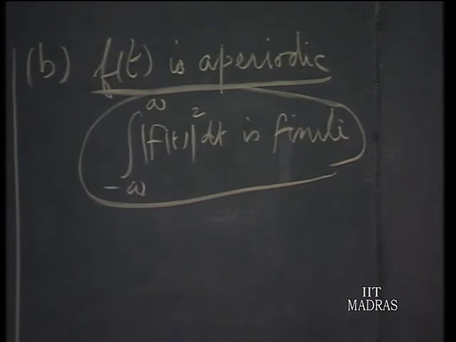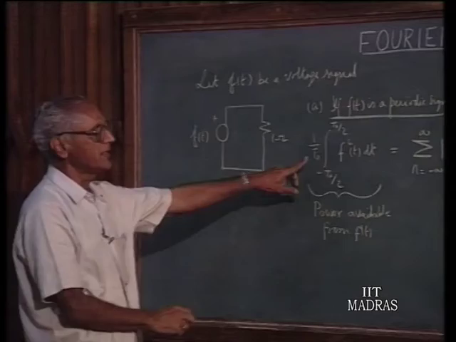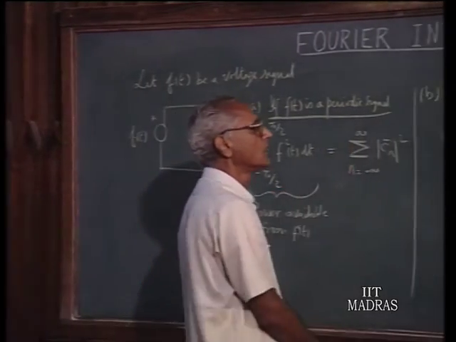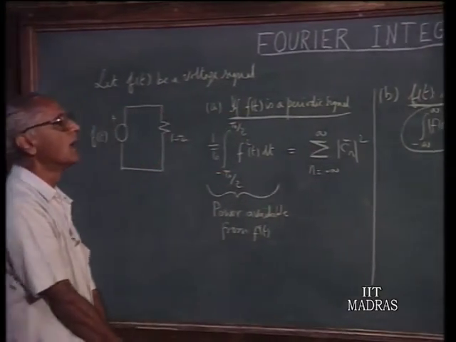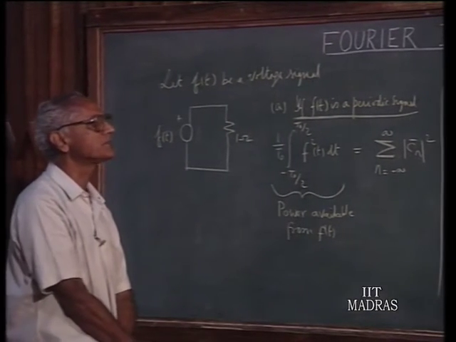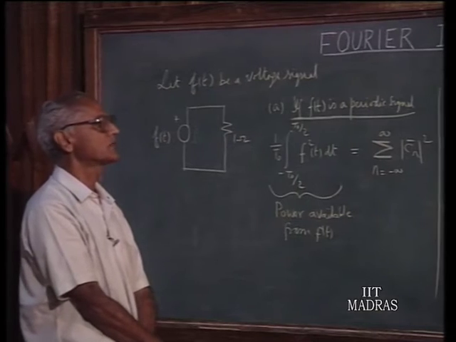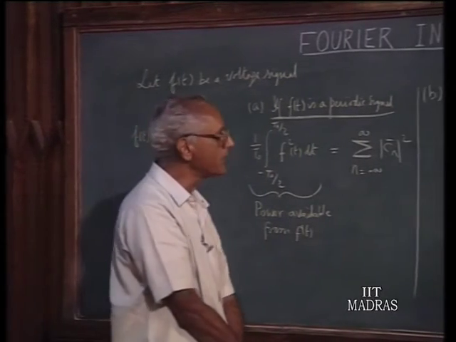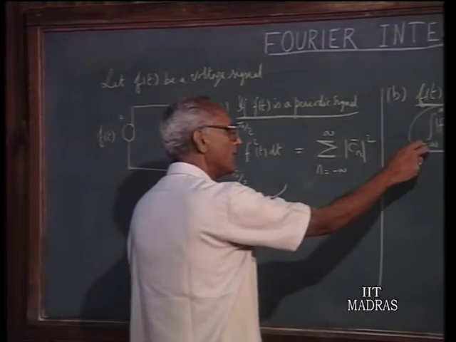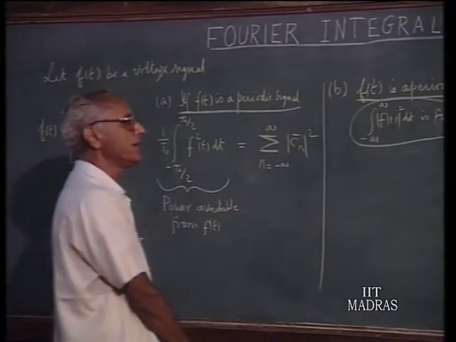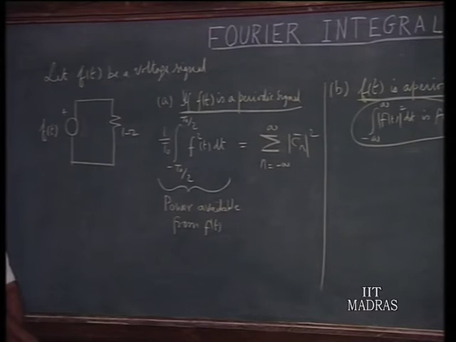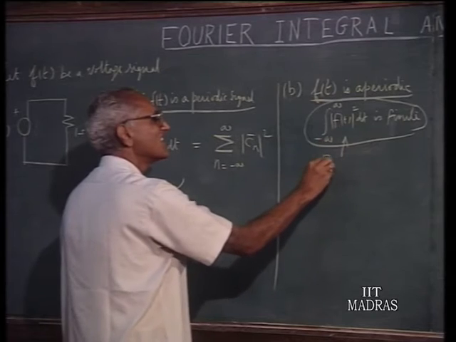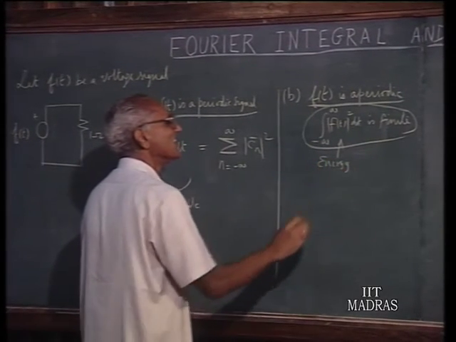So, if this is so, then when you divide by T naught, when T naught goes to infinity, the power becomes 0. So, when we talk about aperiodic signals of this type, where the integral of the square over infinite time is finite, then there is no meaning in talking about power, because power becomes 0. So, all that we can do in such cases is only calculate the value of this integral, f square t dt, and that has the dimensions of energy, because we are not dividing by T naught. So, the energy in the signal is finite, non-zero: the energy available from the signal.